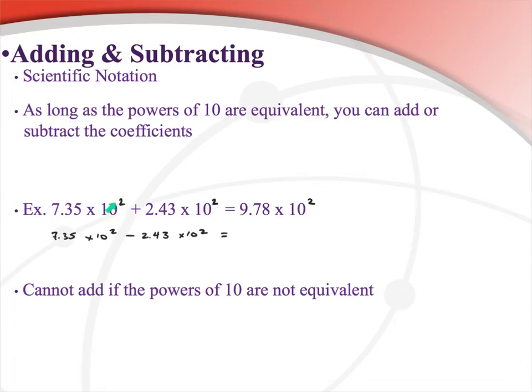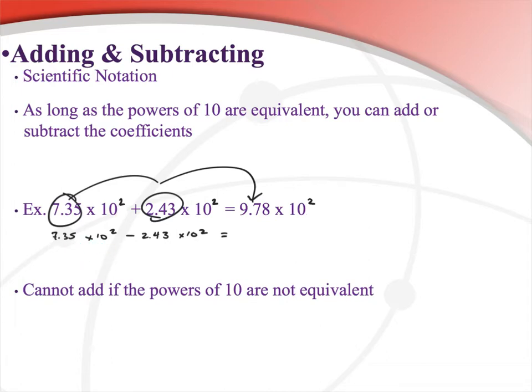As long as the powers of 10 are equivalent, so here they're both squared, right? They're both to the second power. You can add or subtract the coefficients. So all I need to do here, instead of typing into your calculator 7.35 times 10 to the second plus 2.43 times 10 to the second, what you can just do is type in 7.35 plus 2.43, and that becomes your coefficient, right? Okay, so I'm just taking this number and this number, adding them together to get this one. Notice my exponent stayed the same here. We'll see an example here in a minute of how this might change, but generally speaking, this is the rule to follow.